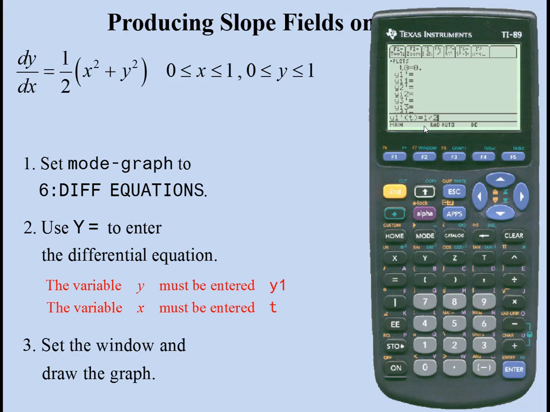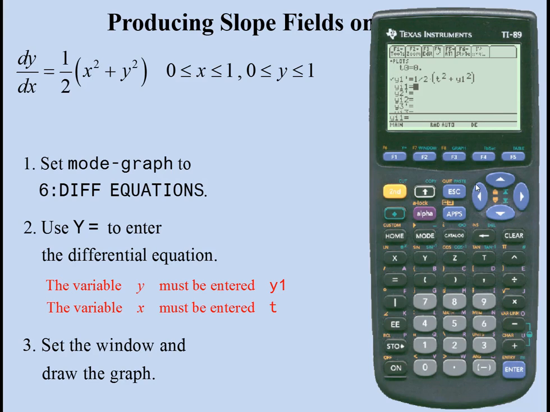We've got 1/2 times, and then parentheses. Now x squared is kind of normal, and when we enter x squared, it's not x, that's t squared. Then when we enter the y squared, we have to enter it as y1 squared. So there's our differential equation.